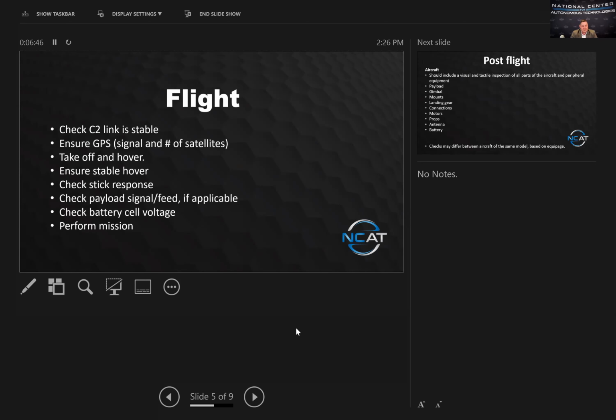So the first thing, you want to check that your command and control link is stable. So make sure that you've got good communication between the remote and the aircraft. You want to make sure that you have enough satellites. I typically say 6 is a minimum. Likely in most areas out here, I'm getting 12 plus. So make sure that you've got proper GPS signal.